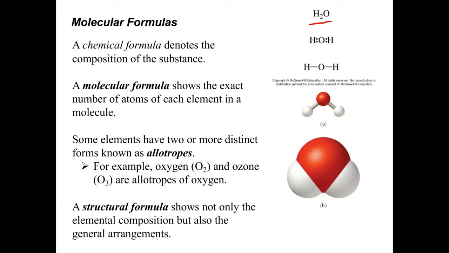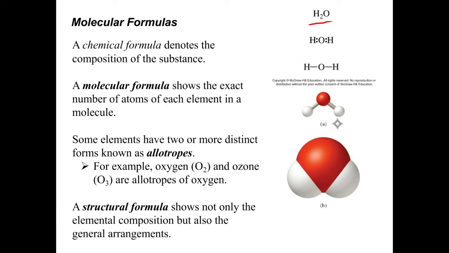A molecular formula shows the exact number of atoms of each element in the molecule. So the chemical formula tells us what's there. The molecular formula tells us exactly how many of each atom and each element is in the molecule. So H2O, HOH, these are all examples of molecular formulas.